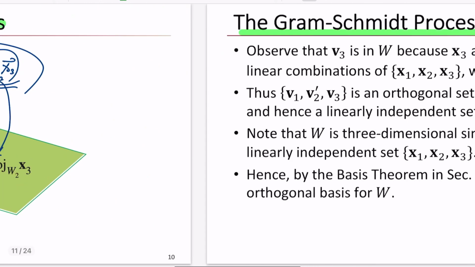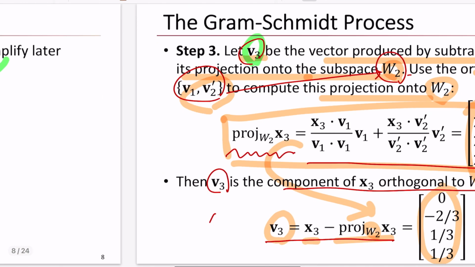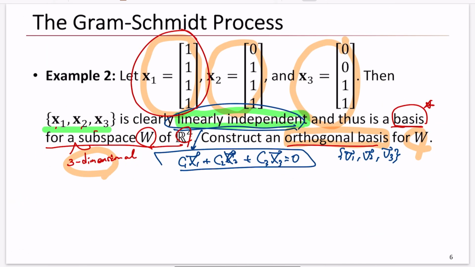Today we'll talk about this. This is the Gram-Schmidt process. Before that, observe that V3 is in W, because x3 and also the projection of x3 onto W2 are both linear combinations of x1 to x3, which span W. So V3 is in W. And V1, V2 prime, V3 is an orthogonal set of non-zero vectors in W. Hence, they are a linearly independent set. Note that W is a three-dimensional space.